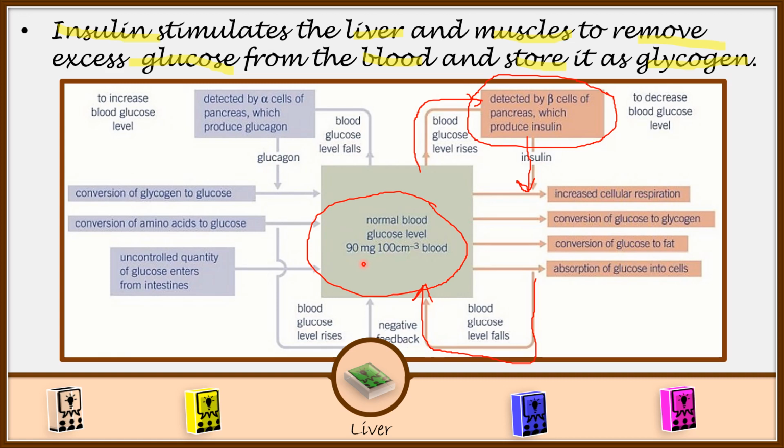It has gone back to normal because insulin has stimulated the liver and the muscle to remove the excess glucose from the blood and store it as glycogen. How did it do it? By increasing cellular respiration, by converting excess glucose to glycogen, by converting glucose to fats, and by also causing the cells to absorb the excess glucose.